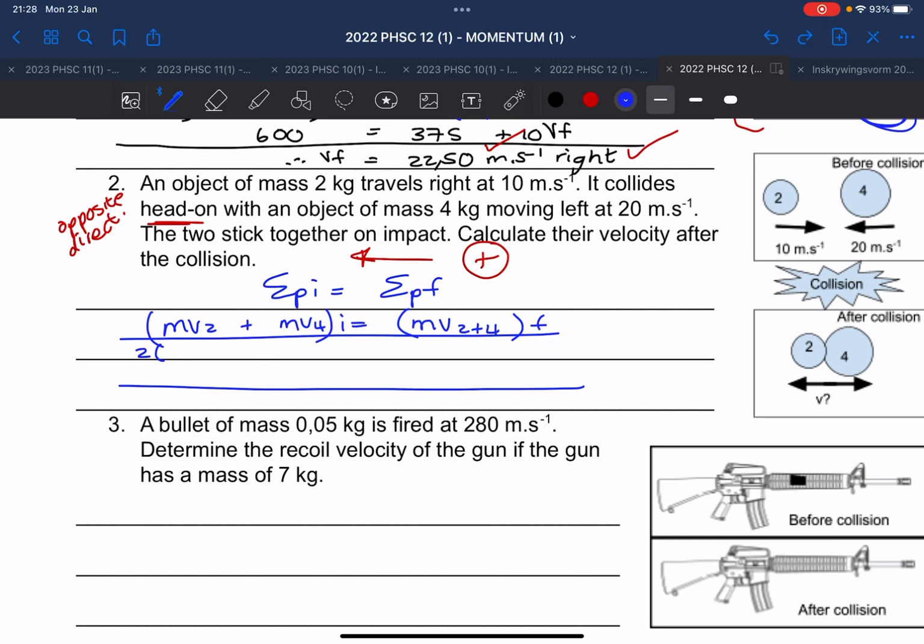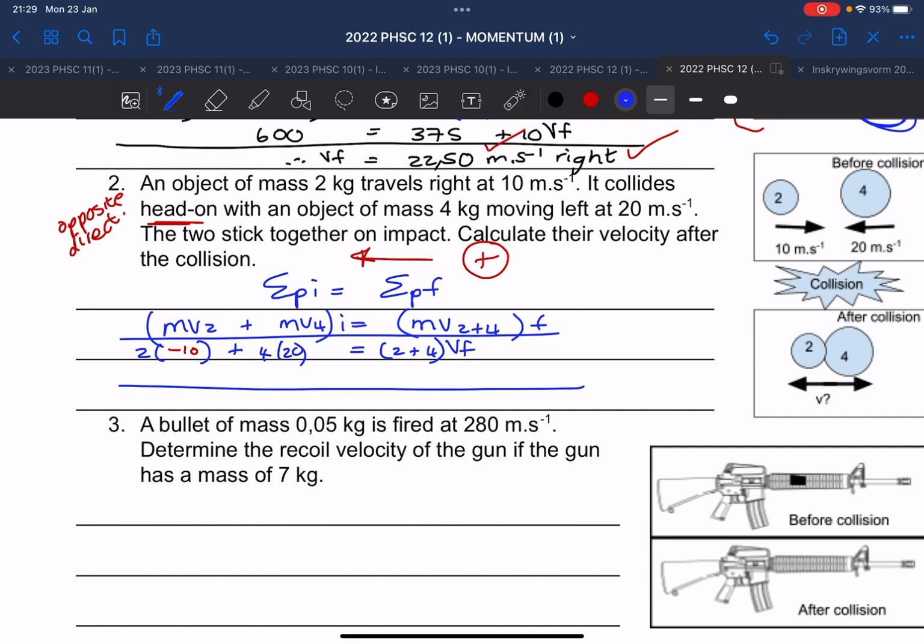Careful. Why careful? I chose to the left to be positive, and this one is moving to the right, so that must be -10. Plus the mass is 4 and the velocity is 20. The mass afterwards is going to be 2 plus 4. How did I get that? They stick together, so it's 2 plus 4. And I do not know what the final velocity will be. I need to calculate that.